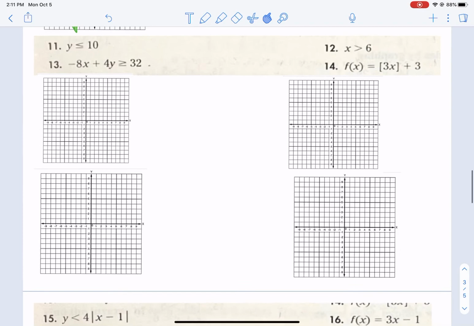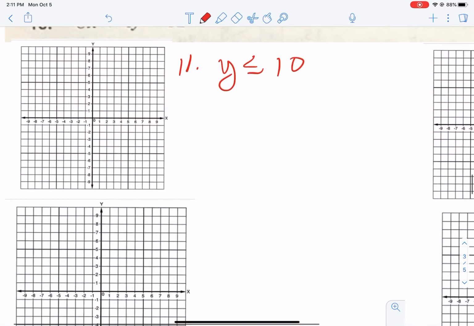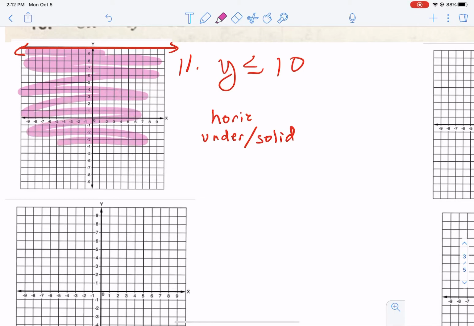Let's look at 11 through 14. Let's write 11 down. Y is less than or equal to 10. Now, if it only has a y in it, it is going to be horizontal. We know that it's less than, so it's going to be under it, and it's going to be a solid line. So at 10, just at the top of my graph, we're going to have a solid line, and then we're going to shade everything below it.